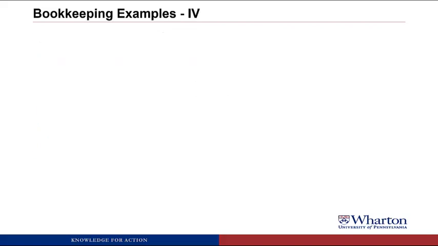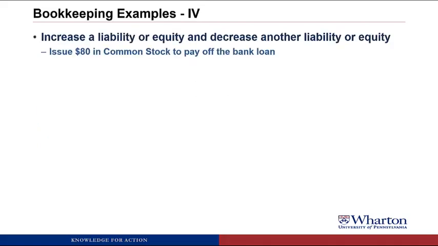Final example, we're going to increase a liability or equity and then decrease another liability or equity. So in this case, we're going to issue $80 in common stock to pay off the bank loan. So the 2 accounts are common stock and notes payable.